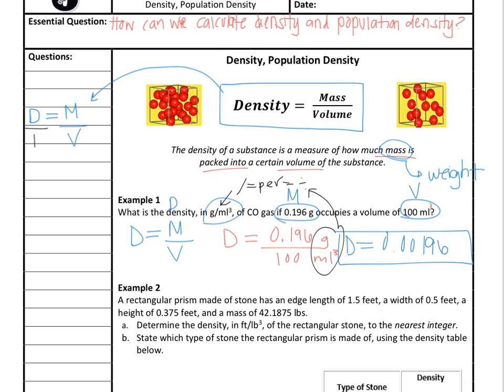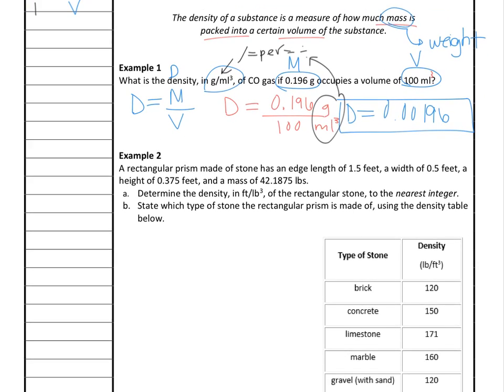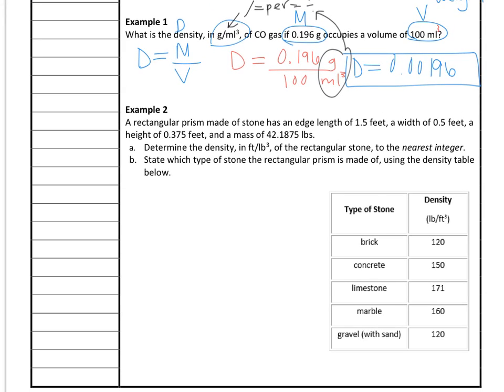Okay? Example 2, this is like a Common Core question. It's not the same exact one, but it was similar on an exam before. It says a rectangular prism is made of stone, and it has an edge length of 1.5 feet, a width of 0.5 feet, and a height of 0.375 feet, and a mass of 42.1875 pounds. So I'm going to put M here, because we know that that's definitely the mass. It says determine the density, so we're looking for D, of the rectangular stone to the nearest integer. P.S. Integer, it's come up a couple of times I believe, is just a whole number, so no decimals.